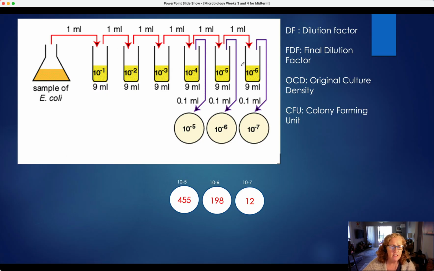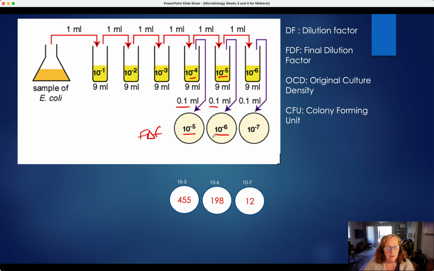So here I have a 10-fold serial dilution. And you can see here, since I only plated 1/10 of a milliliter from my 10 to the negative 4 tube, the final dilution factor is 10 to the negative 5. Same thing here. I plated 1/10 of an ml from my 10 to the negative 5 tube, so my dilution factor is 10 to the negative 6.